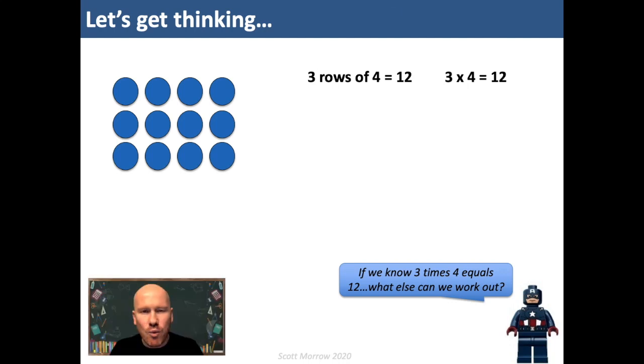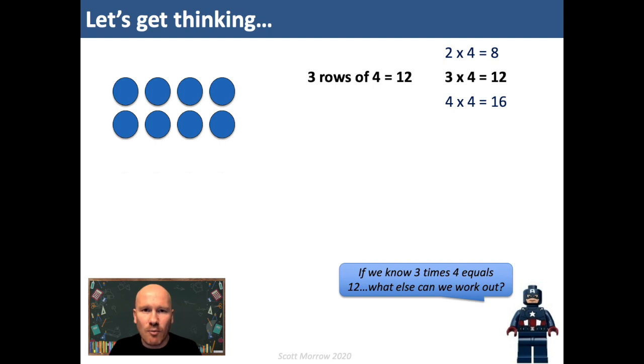Let's have a think about what other facts we can work out just from knowing that 3 times 4 equals 12. Well, to begin with, we might add another row. So rather than having 3 rows of 4, we've got 4 rows of 4. I've added another row of 4, so I'm just adding 4 to the 12 to get 16. So 4 times 4 is 16. What about if we take one of those rows away? Instead of having 3 rows of 4, we've got 2 rows of 4. We've just taken 4 away from the 12, so we get 8. So 2 times 4 equals 8.